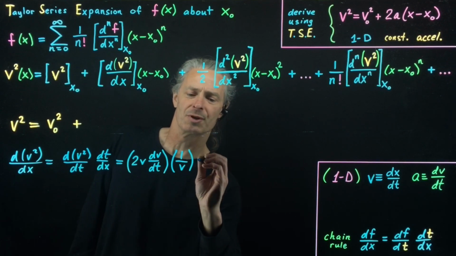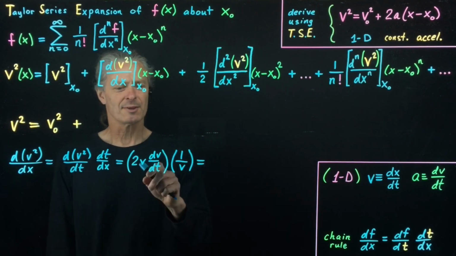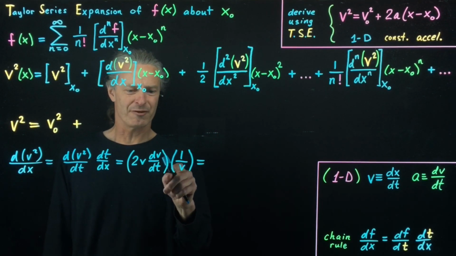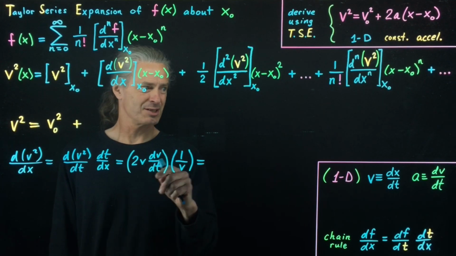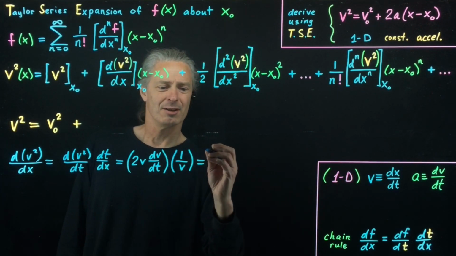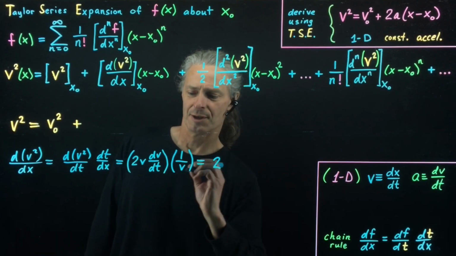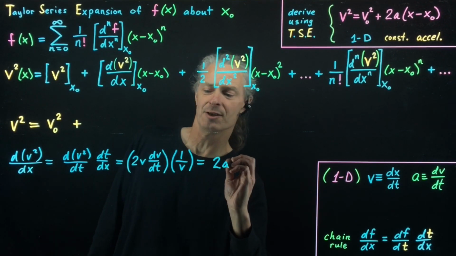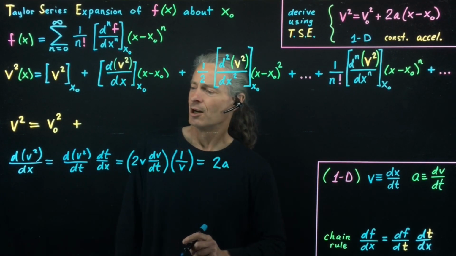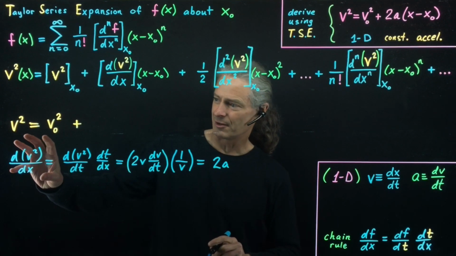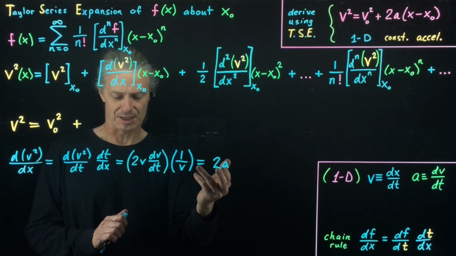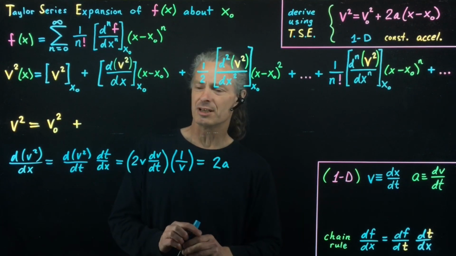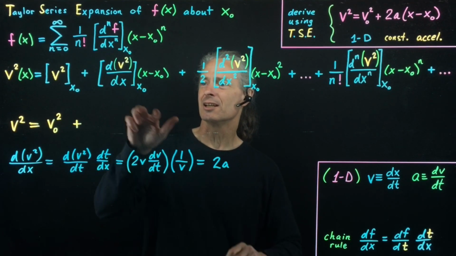All right, one more step. V divided by v gives us 1, and the derivative of the velocity with respect to time is the acceleration, so we're going to have 2 times the acceleration times 1. Okay, so the derivative of the square of the velocity with respect to x is equal to 2 times the acceleration. We need to plug that in here.